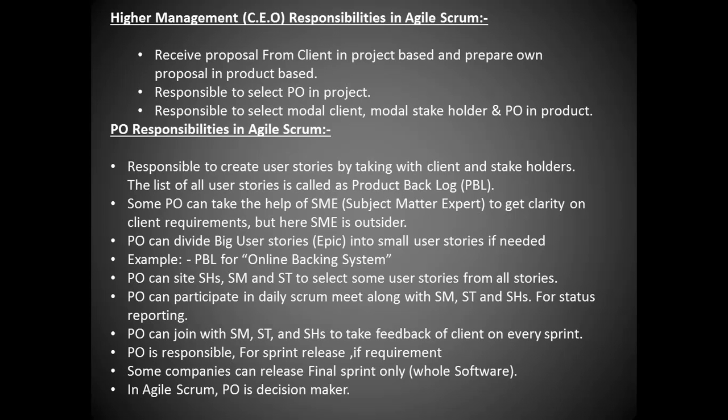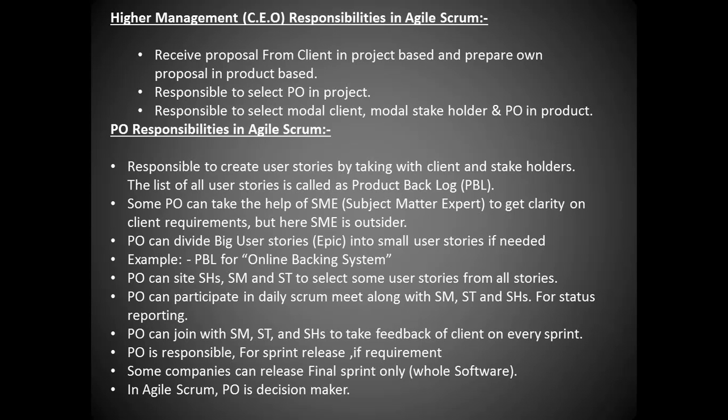The PO is responsible to create user stories by talking with the client and the stakeholders. The list of all user stories is called the product backlog. Some POs can take the help of an SME, meaning a subject matter expert, to get clarity on the client requirements, but here the SME is an outsider, someone who has the domain knowledge related to it. The PO can divide big user stories, epics, into small user stories if needed. Example: product backlog for an online banking system.